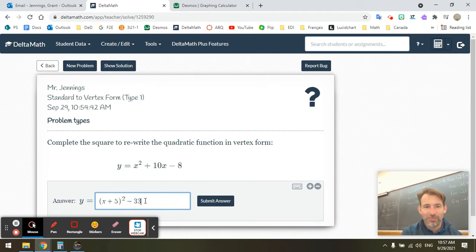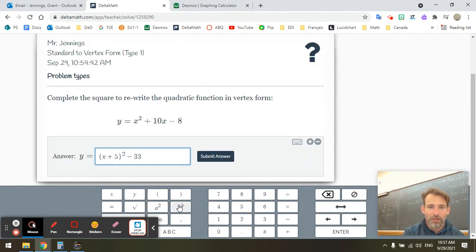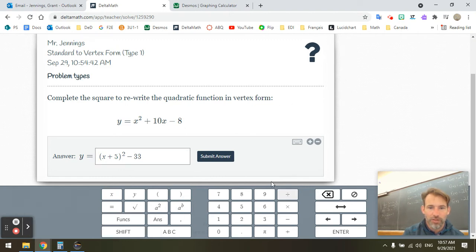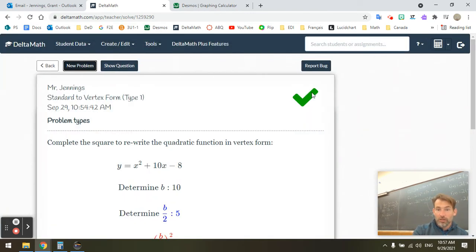If you're wondering how to input this, you can go over to the keyboard, and it gives you squares and all of the other symbols there. So that's how you do that. Then I'm going to say submit answer. Are you sure I want to submit that answer? Yes.